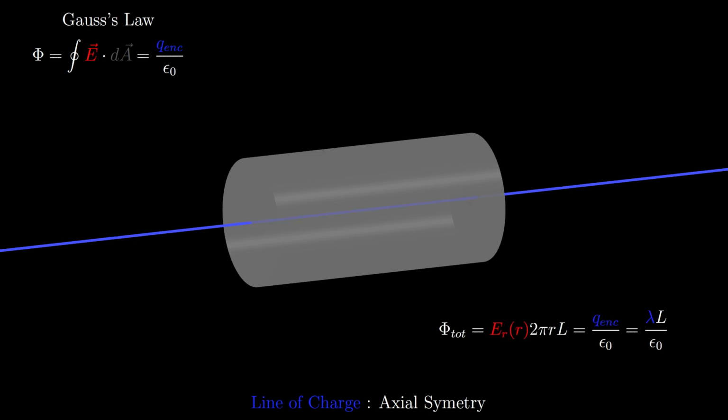Now we use the flux and charge results in the two sides of the Gauss's law equation. The result relates the radial electric field to the linear charge density of the line of charge. Since this result doesn't really depend upon the details of the Gaussian cylinder, some simple rearrangement provides the electric field as a function of distance.